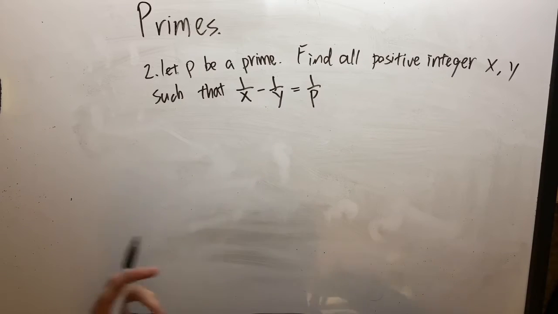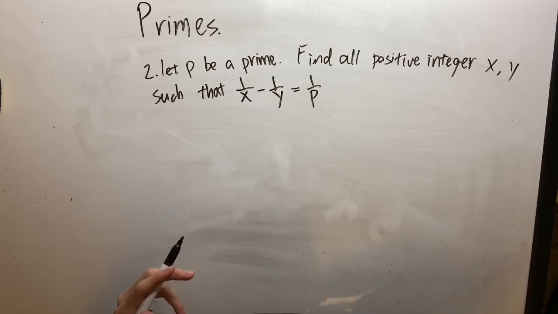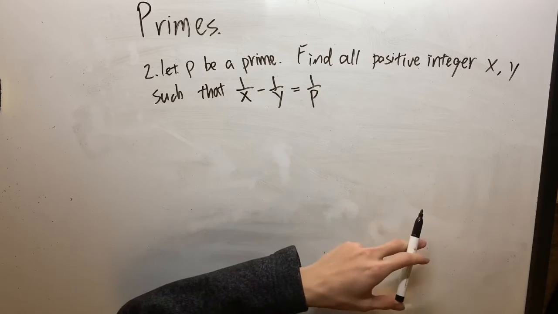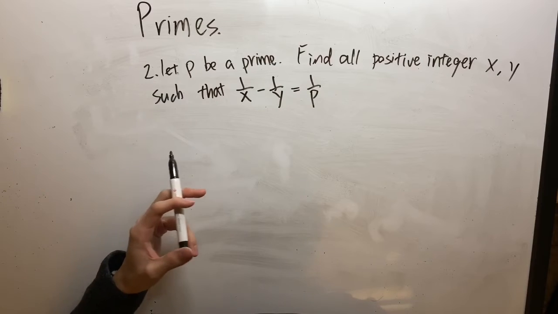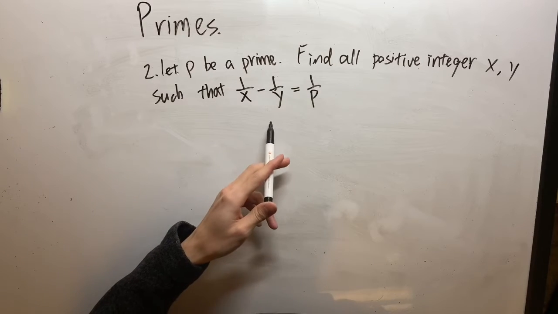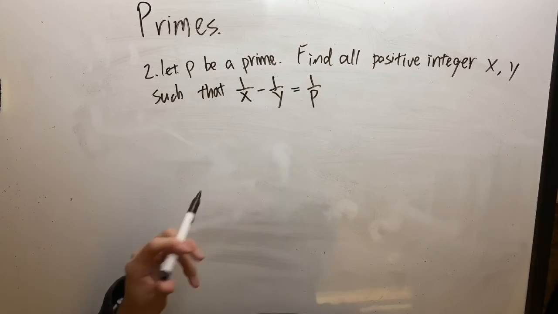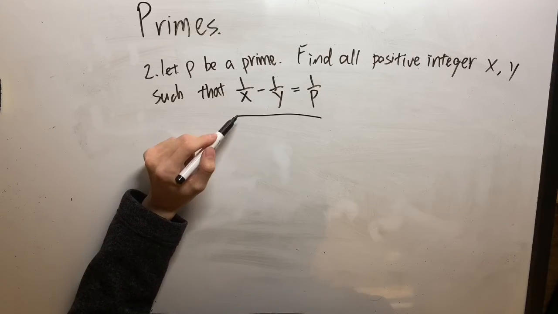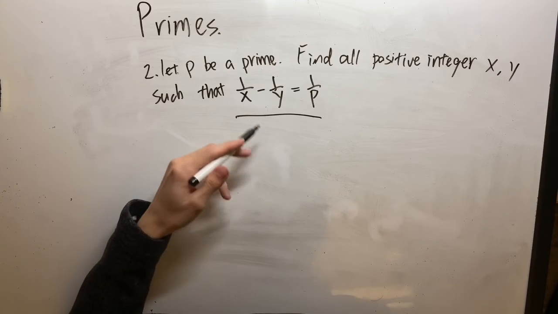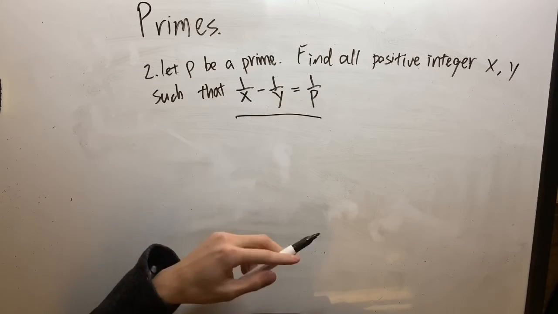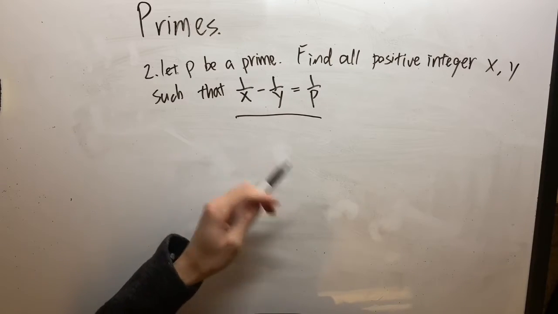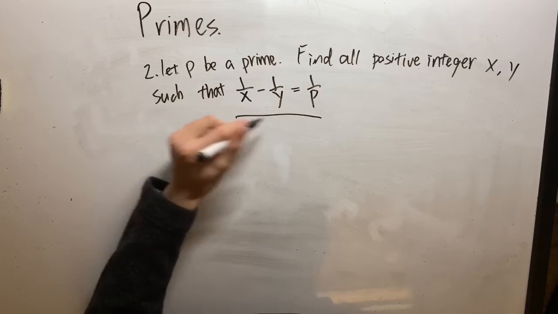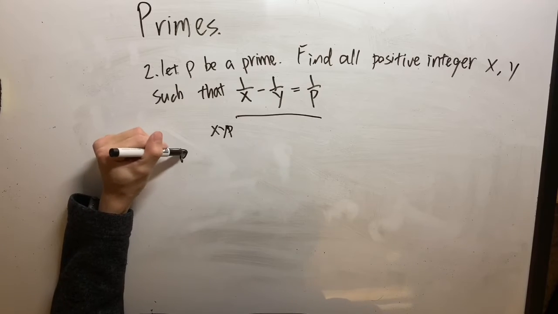Now let's move on to the next question. Let p be a prime. Find all positive integers x and y such that 1 over x minus 1 over y equals 1 over p. When we first saw this form, it is hard to see any properties inside the fraction. So let's cancel the fraction by multiplying xyp on both sides.